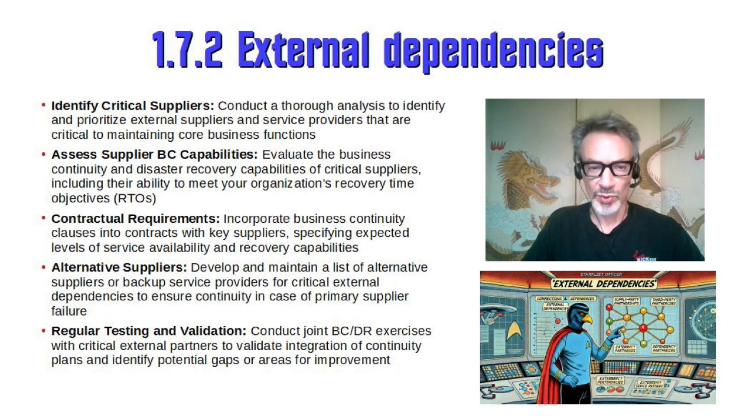Alternative suppliers. Develop and maintain a list of alternative suppliers to ensure continuity in case the primary supplier fails. Having a backup plan is crucial. Regular testing and validation. Finally, regularly test and validate these plans with your suppliers. Conduct joint exercises to identify potential gaps and ensure that everyone is prepared. Maintaining external dependencies is just as important as internal processes and requires the same level of attention to ensure your organization's resilience.